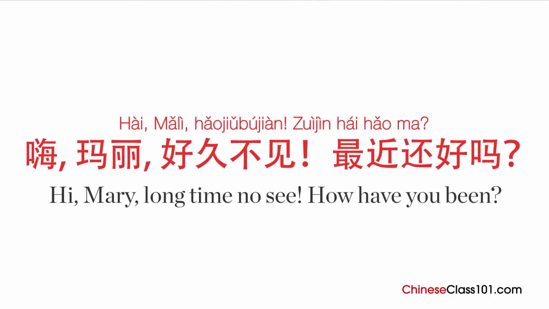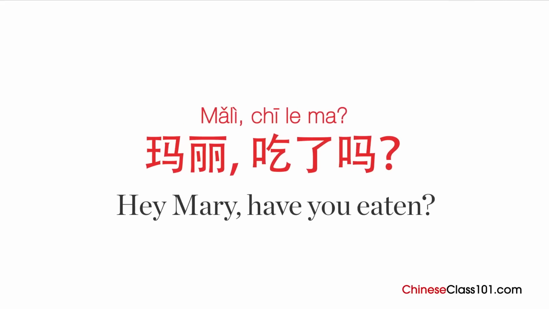If you haven't seen your friend for a while, you may say, Hi, 玛丽，好久不见，最近好吗? Or you can simply say their name and then continue with some small talk. For example, it's mealtime. You could say, 玛丽，吃了吗? This is a very informal greeting, but so commonly used. After all, eating is a big deal in Chinese culture.